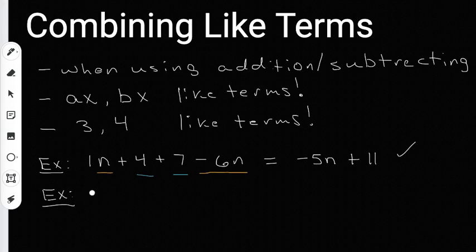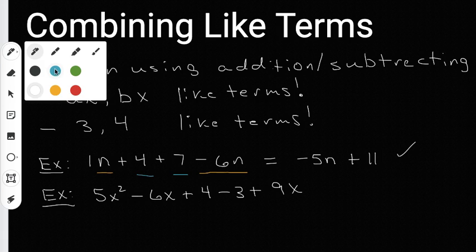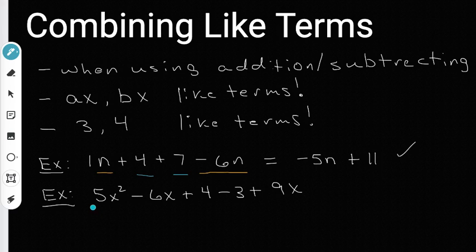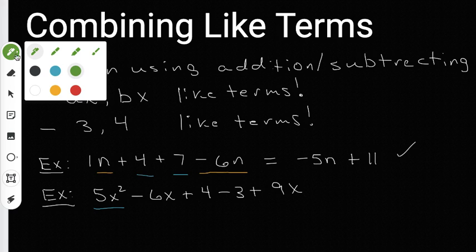Alright, let's check out this one. I have 5x squared minus 6x plus 4 minus 3 plus 9x. So here I have a bunch of x's and a bunch of regular numbers. First of all, I want to call your attention to the 5x squared. There's nothing that really combines with this because I don't see anything else that ends with an x squared. So this is going to be on its own. There's no like terms to go with that.